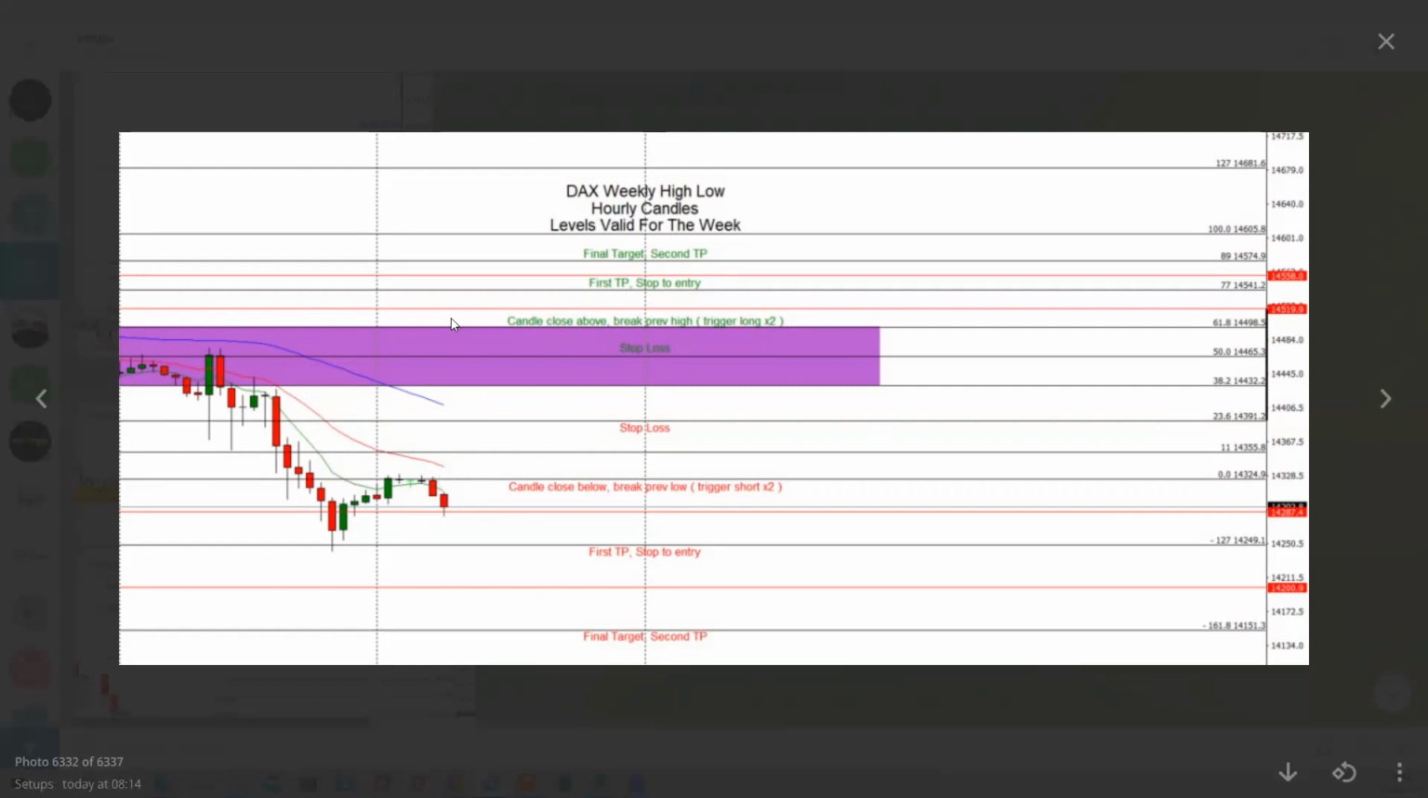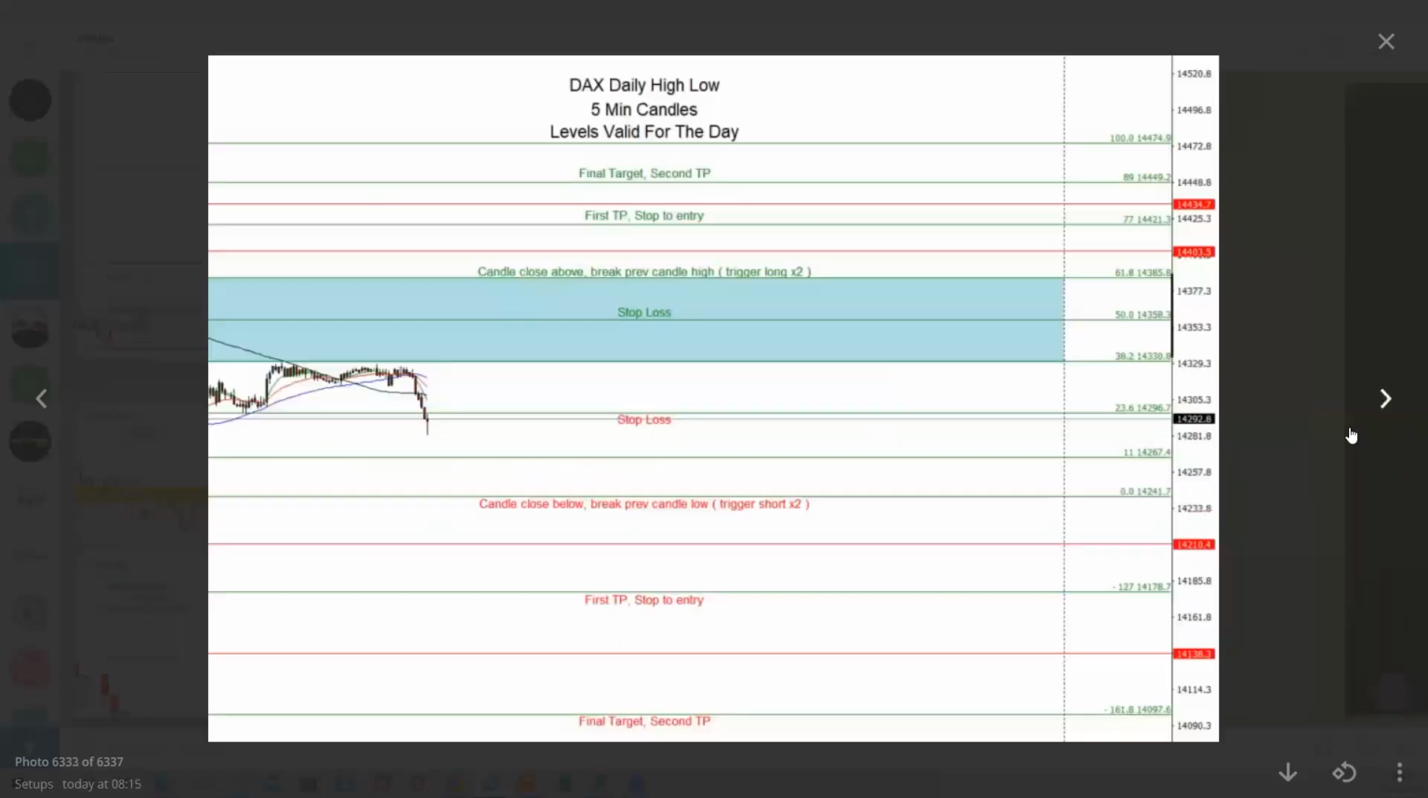With that, a candle close above the 61.8, break previous candle high to aim for the 77 first TP, 89 second TP, stop loss being at the 50. Remember, guys, same rules apply with the red lines.